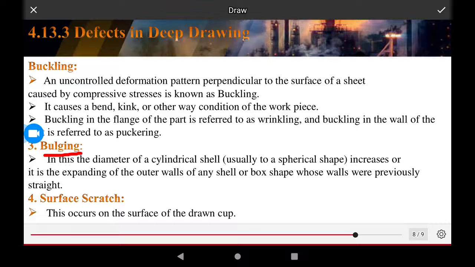Bulging is where the diameter of a cylindrical shell usually increases to a spherical shape, or it is the expanding of the outer wall of any shell or box shape whose walls were previously straight. Surface scratch occurs on the surface of the drawing curve of the surface wall.